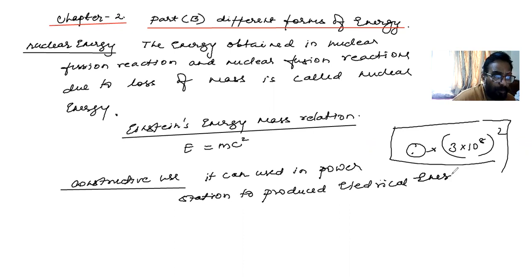A small amount of fuel is enough to generate a large amount of energy. So naturally it can be used in power stations to produce electrical energy, and it is used in India also, in many places. Electrical energy is obtained from atomic power stations, which use nuclear energy. Then it can have destructive purposes also, which is very dangerous.